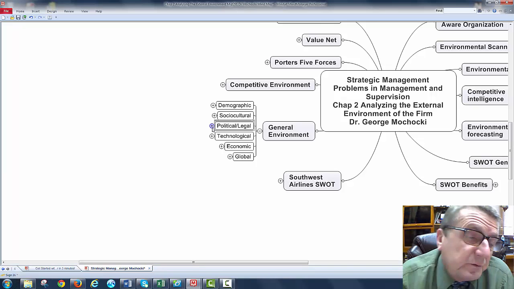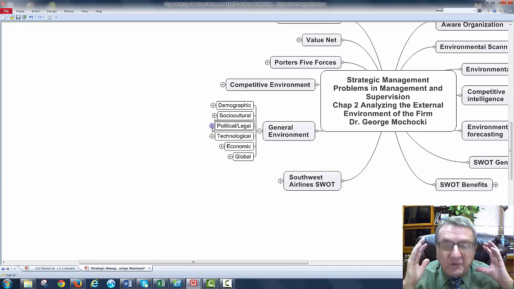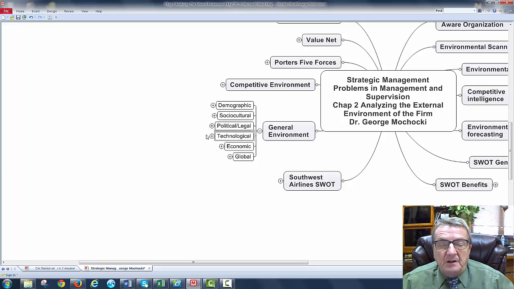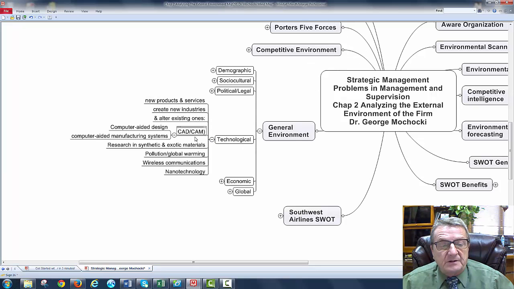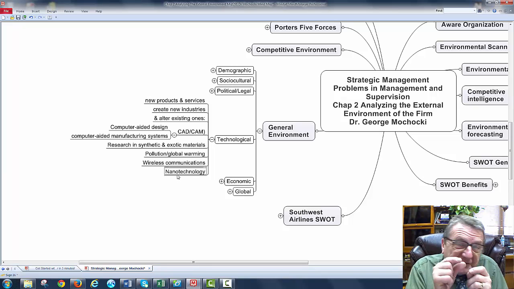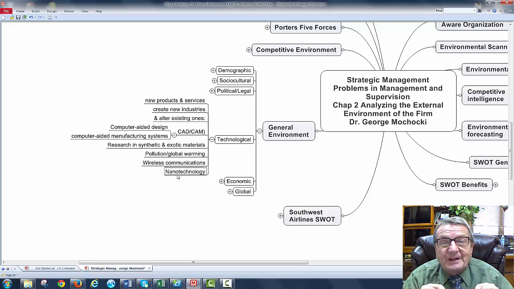Or do I stay there and just work with the government? Those are all things you have to think about with SWOT analysis, okay? And then you've got the technology, again, right? You've got computer-aided systems, new industries, altering existing ones, research in synthetic and exotic materials, pollution, global warming, really big nanotechnologies. Everything's so small now. Pretty soon I could have a chip and everything else, and they'll tell me everything.